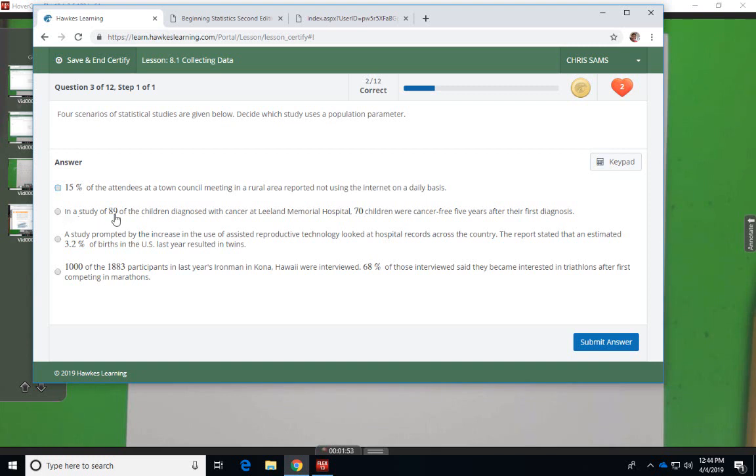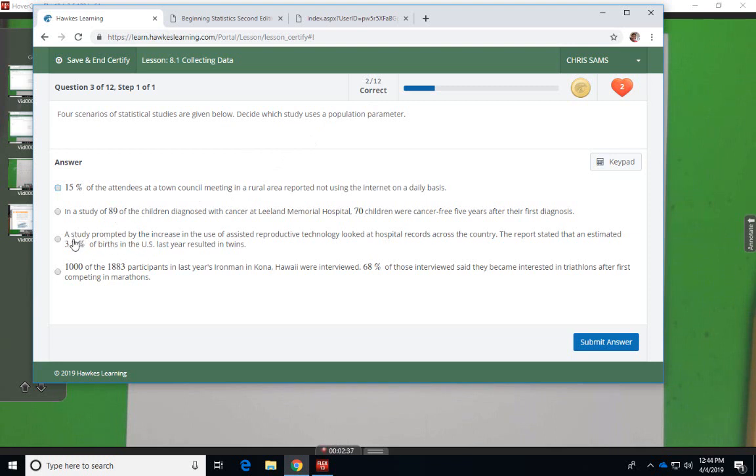Option B says in a study of 89 children, so again, I'm immediately given a number, 89 children, 70 of them were cancer free. Well, it just says 89 children diagnosed with cancer at Leland Memorial Hospital. So we don't know that that's all of the children. If they said all of the children at the hospital, then this would be a parameter. 70 of them were cancer free, but it just told us 89. So kind of like the sample we did, this would be, again, another case of a sample, not a parameter.